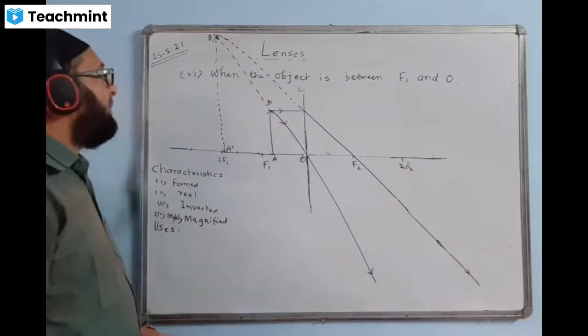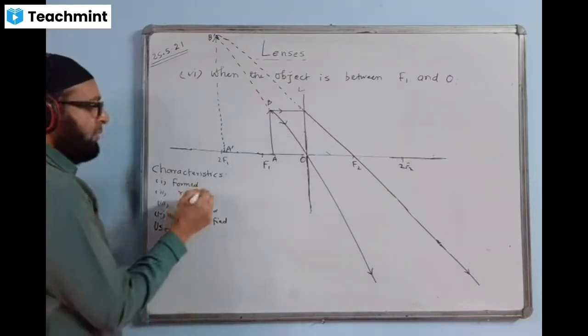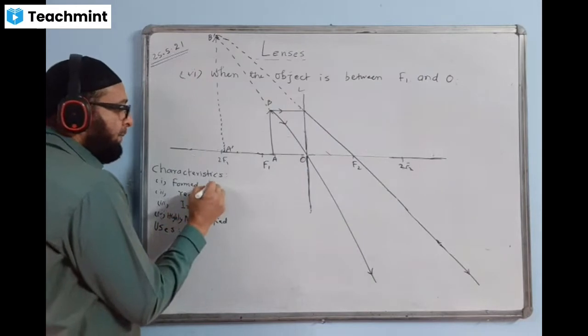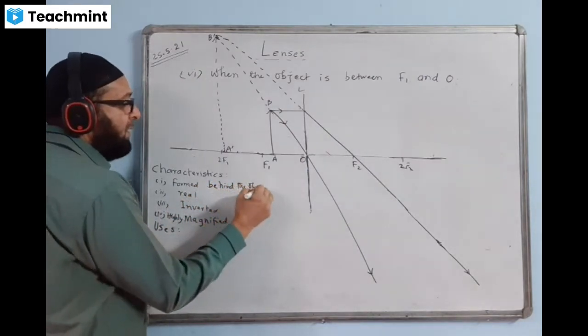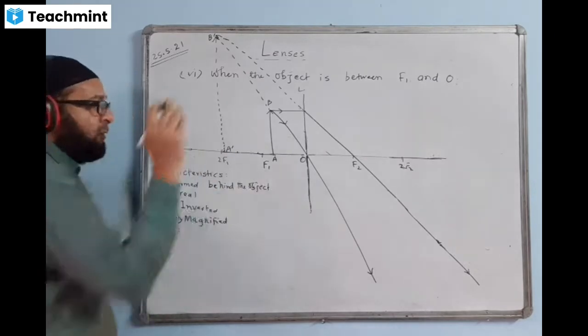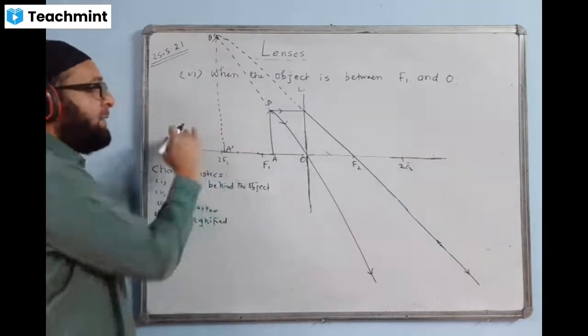So now where is the image forming? Let us write down the position. Just write: formed behind the object. We are not mentioning at 2F1 and all. Formed behind the object.